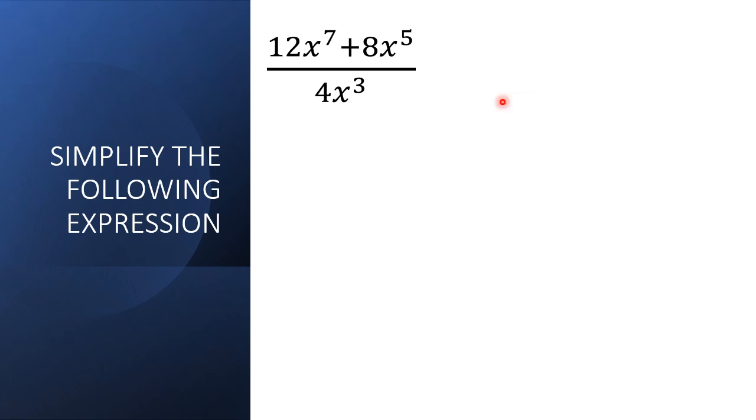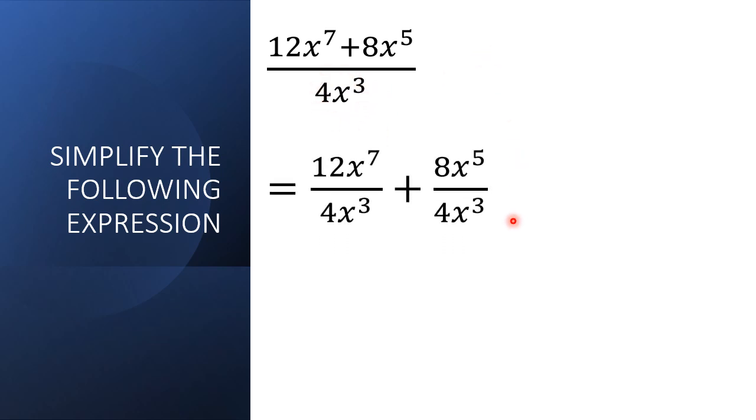So if you realize we have a fraction, in the numerator we have 2 terms, we call that a binomial. In the denominator we only have 1 term, we call that a monomial. Now how do we simplify the expression? We then need to divide each term in the numerator with the term in the denominator. So we'll then have 12x to the power of 7 divided by 4x to the power of 3 plus 8x to the power of 5 divided by 4x to the power of 3, as indicated in the next statement.